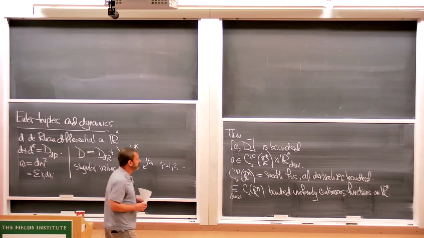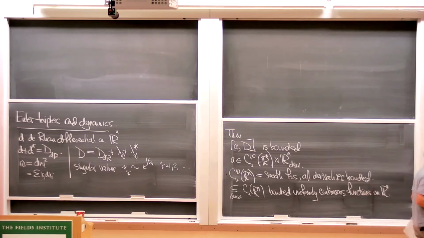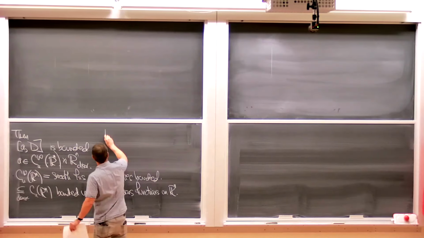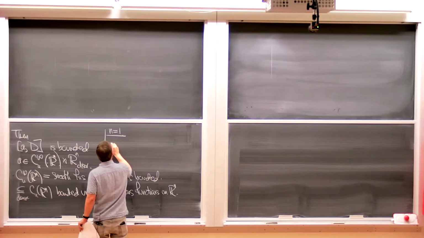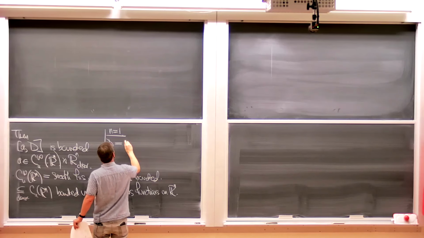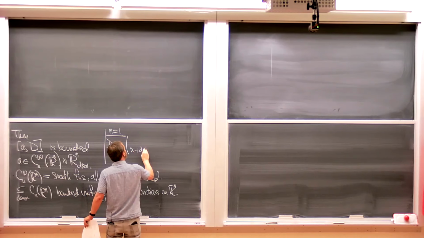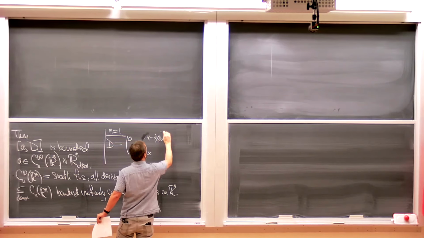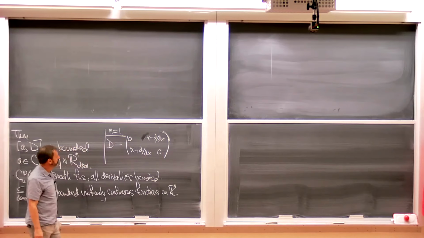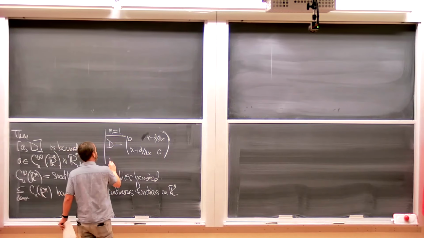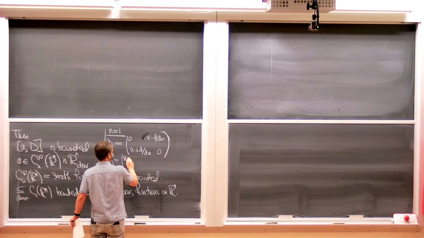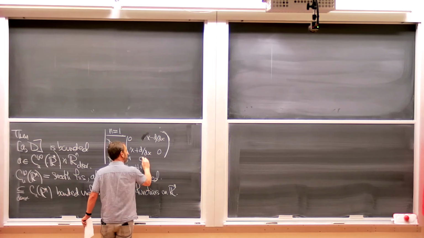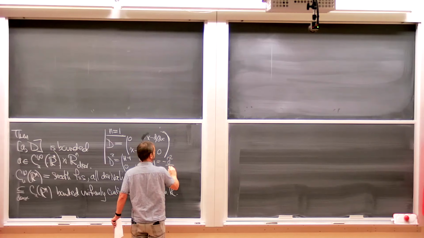Now, this algebra contains lots of interesting subalgebras that come from dynamics. But actually, before I do that, for n equals 1, you can describe this operator in a really nice way. It's a 2 by 2 matrix with x plus d/dx and x minus d/dx in the off diagonal entries. And then actually D squared is 2 copies of the harmonic oscillator, plus or minus 1.